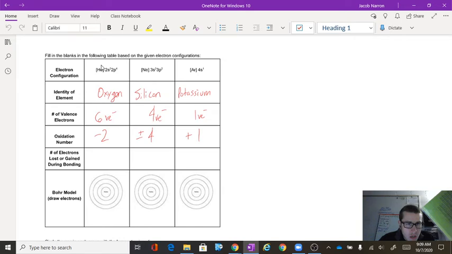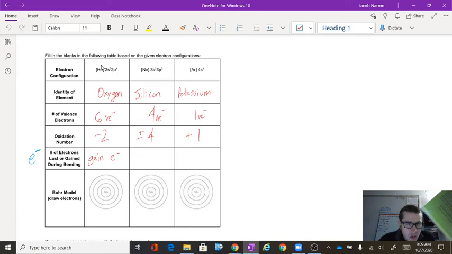Number of electrons lost or gained during bonding. So if I look at an oxidation number of -2, I know that electrons are negative. Whenever I write electrons, I always write e with a little negative symbol. So if I have an overall charge of -2, I know that it gained electrons, because it has to be a little more negative to do that. Now, I'm going to skip silicon. I'll come back to it.